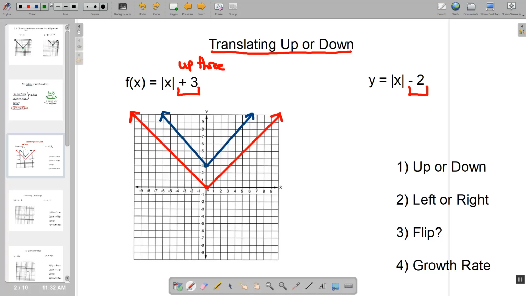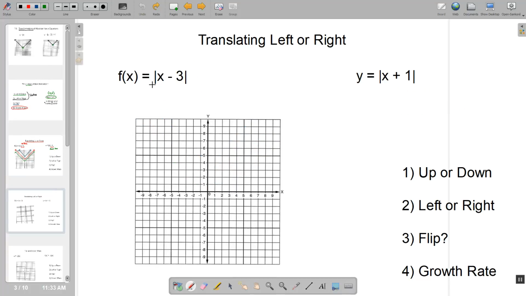On the one on the right, if we have minus 2, that means we are going to be going down 2. Everything else is going to stay the same, but our new function has a vertex that is 2 below the original function. So the first thing we look at is outside the absolute value symbols tells us if we're going up or down. Inside the absolute value symbol is going to tell us if we're moving left or right.